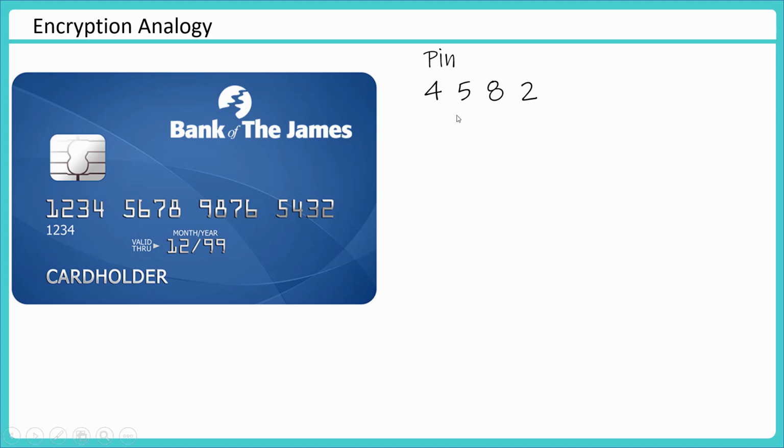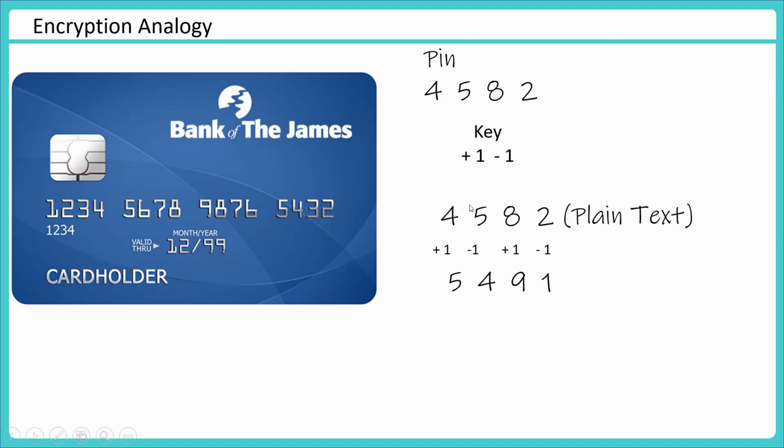So let's say this is my PIN number 4582, and I use a key with it, a number, just very basic math we are doing here. On the first digit we would do +1, and on the next digit -1, next digit +1, next digit -1. So we have used this key, and now we apply this key on this PIN number, which is my plain text information, and what I get now is another number which is 5491.